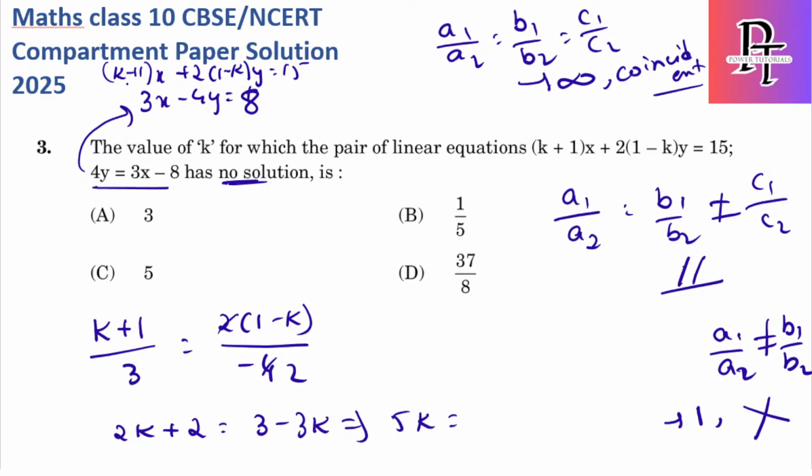Just a minute, it is (k plus 1) by 3 and 2(1 minus k) by 4, and this is not equal to 15 by 8. Okay, it is minus 2 here, so this becomes minus 2k and minus 2, because we have to multiply with minus 2, not 2 here. So if you move 3k to the other side, it becomes 3k minus 2k is equal to 3 plus 2, which is 5. So k is equal to 5. So the option is C.